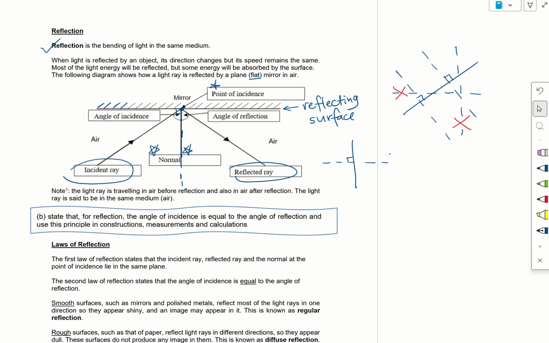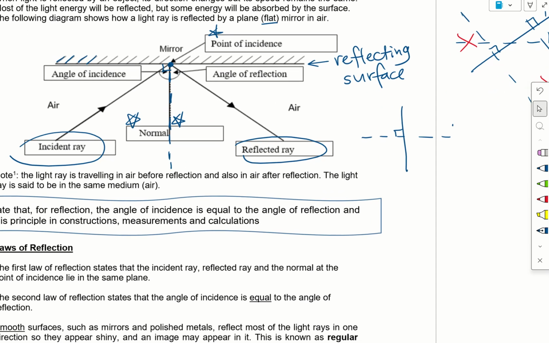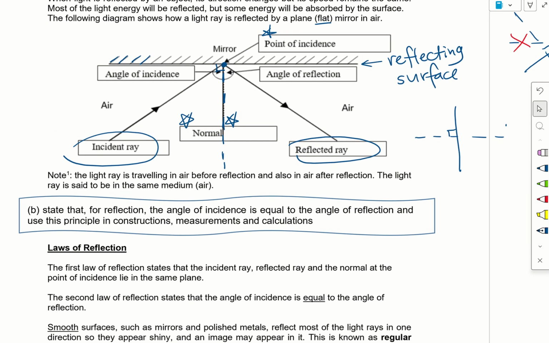Okay, so drawing the normal is very important because that is the reference line from which we get the angle of incidence and angle of reflection. So this is my angle of incidence, and this will be my angle of reflection.